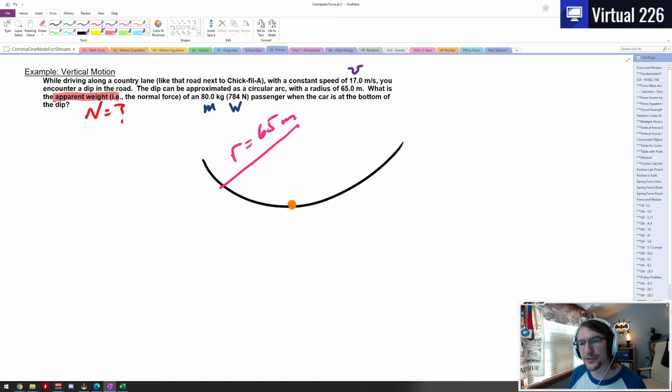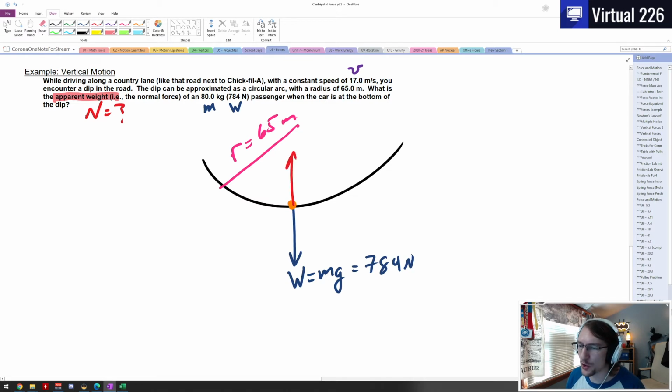So if we just go and set this up, we know the two forces acting on our car. There is some weight here, which equals mg, which equals 784 newtons, and we have a normal force acting on us, pushing us back up. So let's actually solve this first just with variables. Let's not use a single number in setting up this problem and see what we get here.